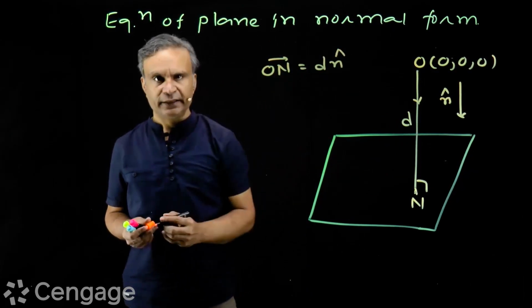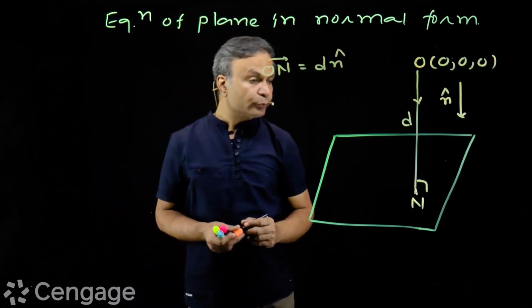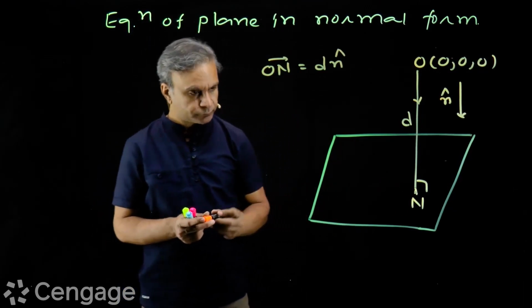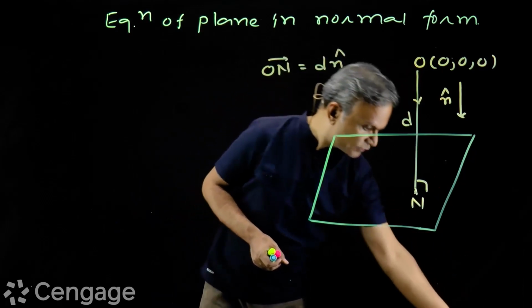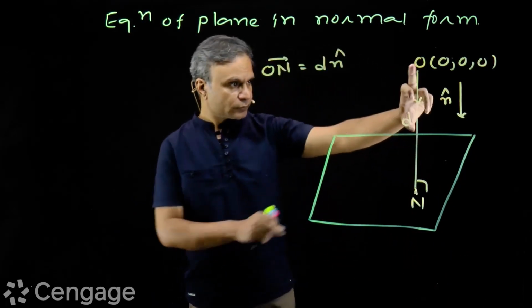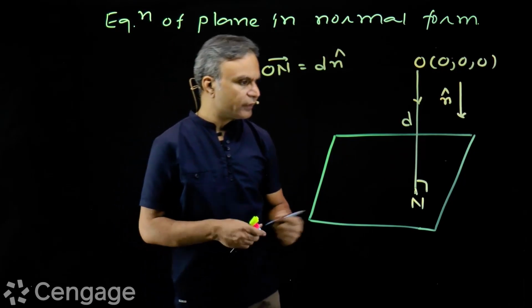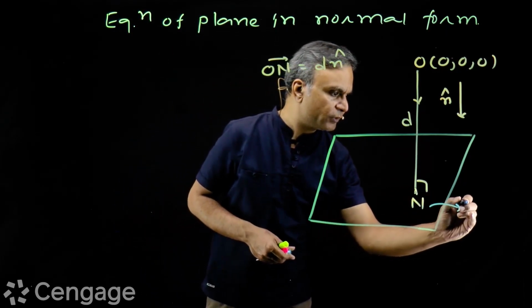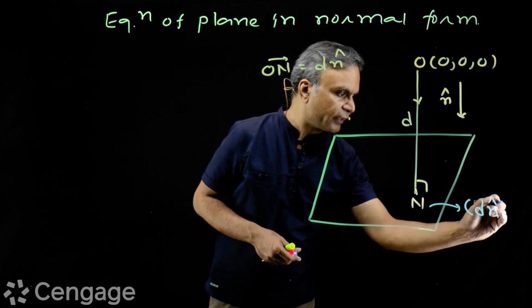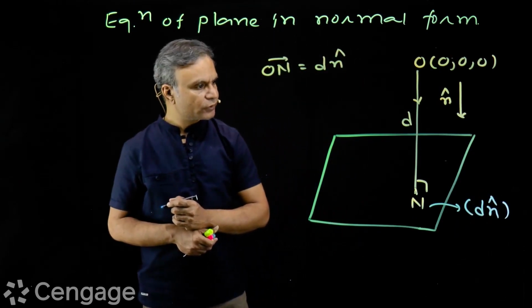So vector ON will be d n cap. Then what will be the position vector of point N? This end is the origin, and this vector is d n cap. Then the position vector of point N will be d n cap. Right?